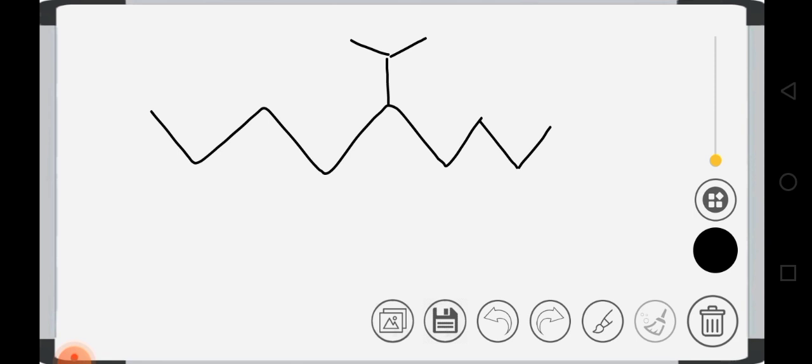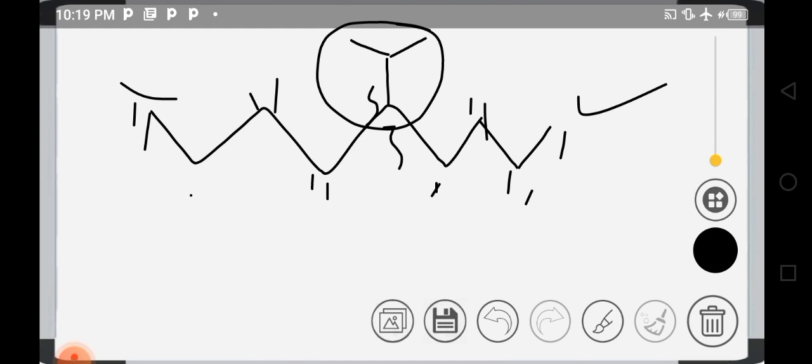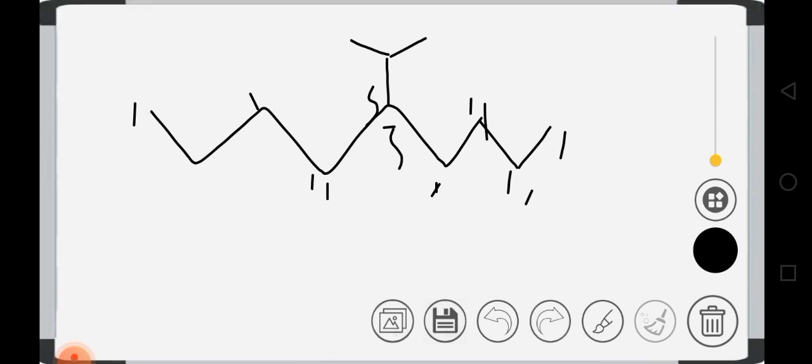So because of the length, we just pick this one. 1, 2, 3, 4, 5, 6, 7, 8, 9. That one is 9. I just pick this one because that's 9. So I have 1, 2, 3, 4, 5, 6, 7, 8, 9. This substituent will be number 5. Then I also have 1, 2, 3, 4, 5, 6, 7, 8, 9. It's still number 5. If we count from either end, this substituent will be number 5. So there's nothing to bother about.